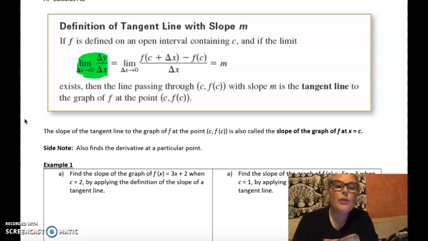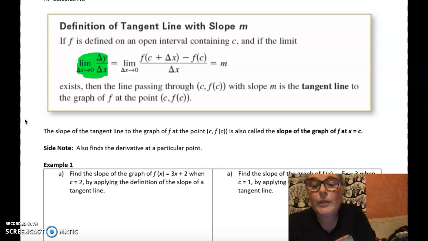Some other things to keep in mind: the slope of the tangent line is a lot to say every time. So you could also say it's the slope of the graph at x is equal to c. Because in this case, we're finding the slope of the tangent line at a particular point, c comma f of c. And in the future, it's one of the definitions for a derivative, which is our goal. In our next section, that's really what we're going to formally define, what a derivative is. So let's take a look. Let's do some examples here.